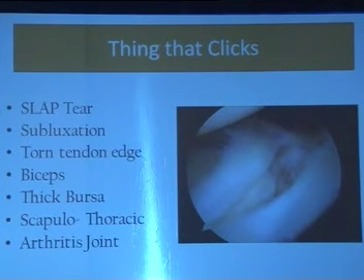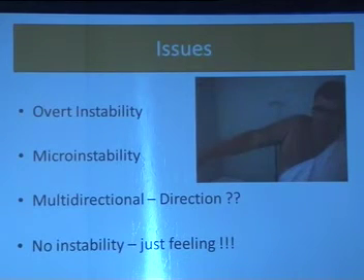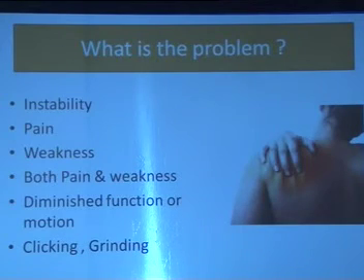When we see these patients who come to us with instability, some of the issues which we should answer through examination and investigation are whether the patient has an overt instability, whether he is a case of micro instability, or a case of multi-directional instability, or basically it's not an instability at all but just a feeling of instability. Slowly, step by step, if you start taking their history and examining, you would tend to solve all of these four issues. Now what is the problem?